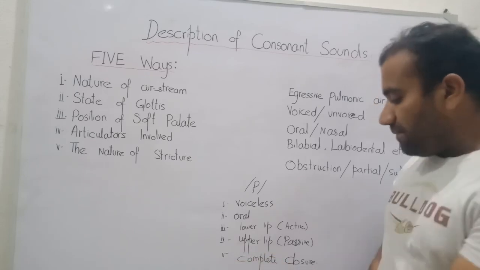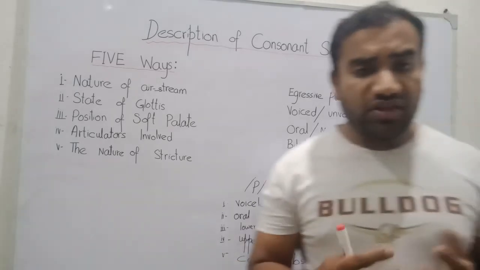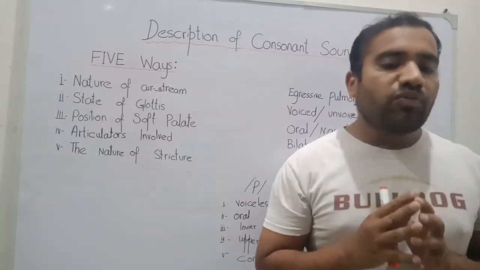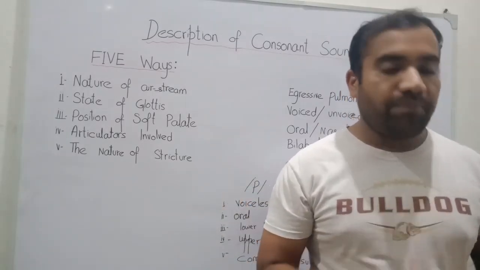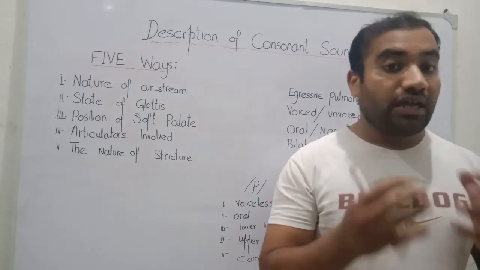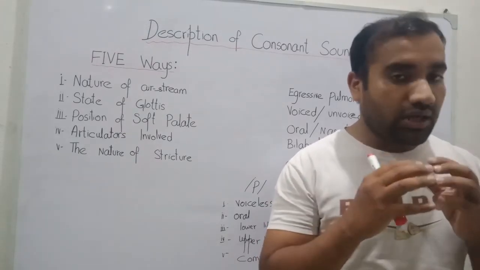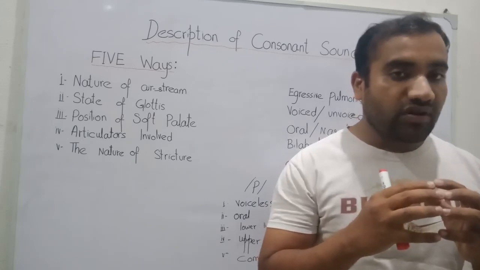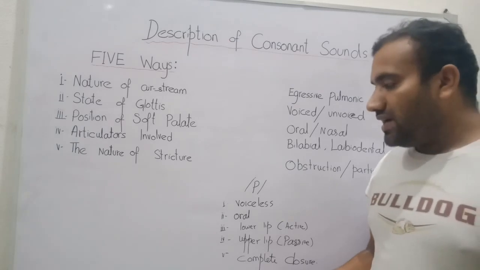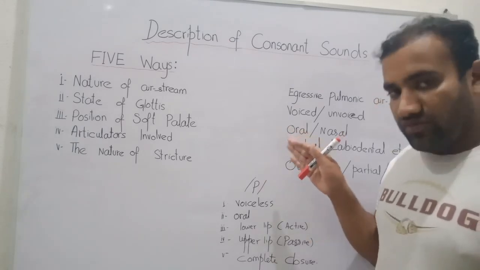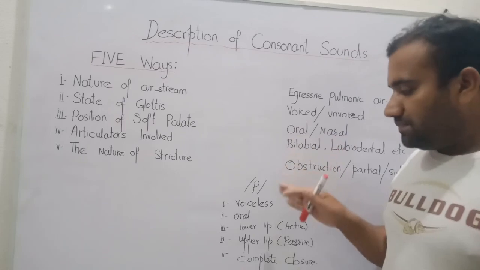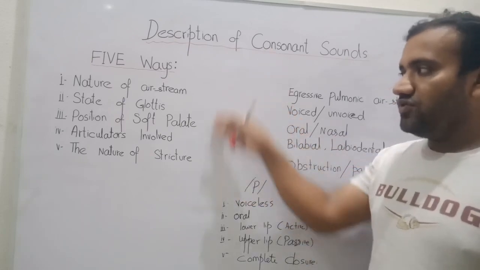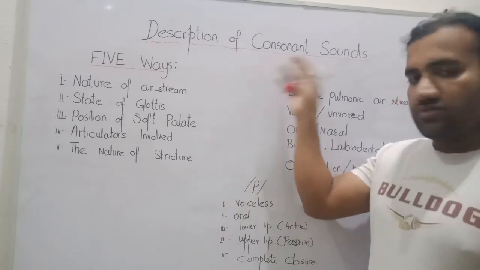The fifth one is complete closure. What is this? The nature of obstruction. It means when we produce the sound P, first of all we compress the air, we block the air, then we release P, and this is called closure. And if our sound, our word, fulfills all these steps, we can say that this is a consonant sound.